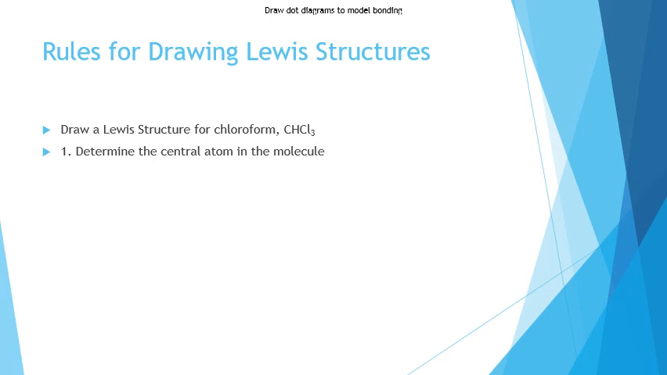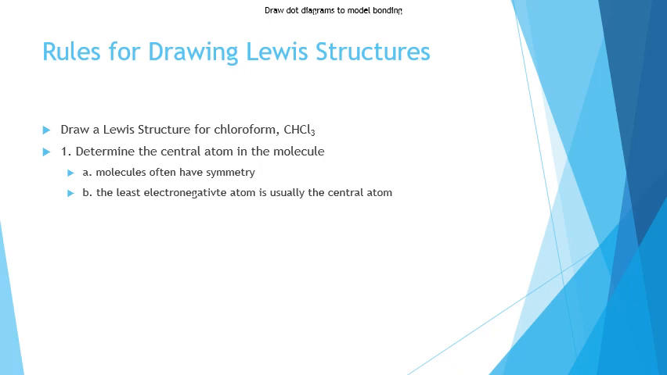Most molecules will have a single central atom. We will see some examples of molecules that have more than 1 central atom, but in these simple cases we'll start with just a single central atom. So here are some guidelines for helping us determine which of these atoms will be in the middle. First of all, molecules often have symmetry. In other words, if we were to cut them down the middle, they would be the same on either side. Molecules often exist this way. Not always, as we will see, but that's often a good starting point. The least electronegative atom is usually the central atom. Not always, but usually. Again, this is a very good place to start.